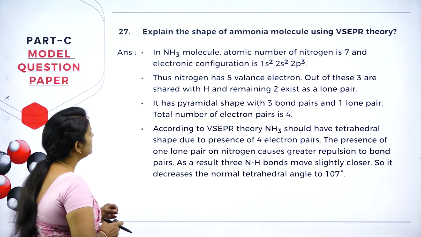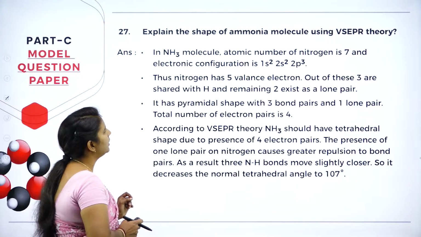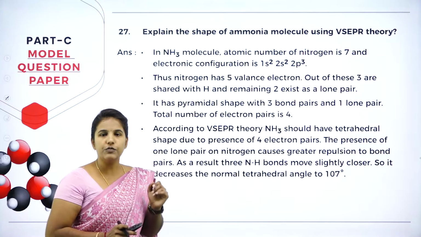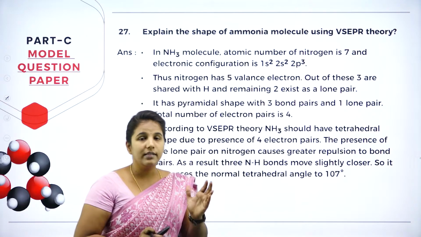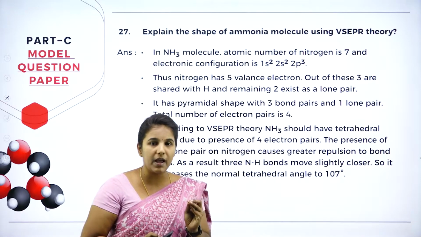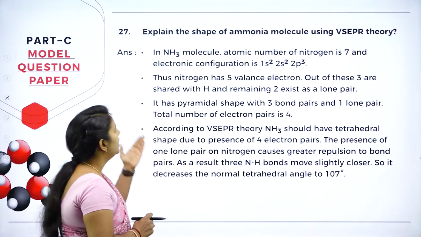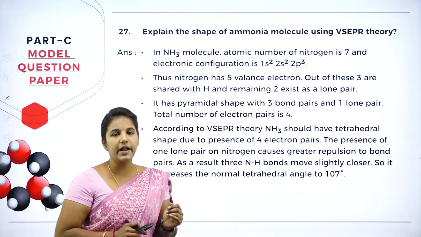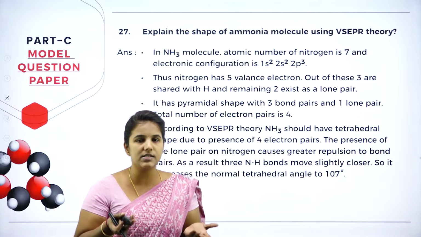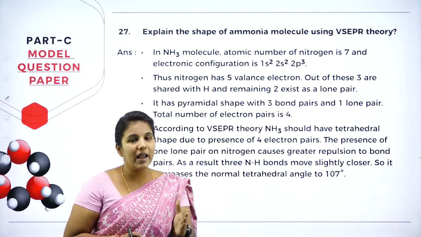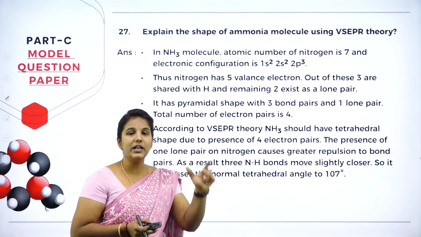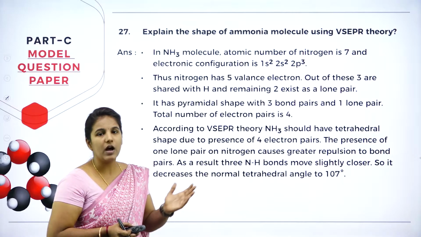Next we have: explain the shape of the ammonia molecule by using VSEPR theory. First of all, we must understand that they have given the molecule ammonia. By using the VSEPR theory, we need to explain the shape of ammonia. So what does VSEPR theory say? VSEPR theory is nothing but the valence shell electron pair repulsion theory. According to this, we need to explain the structure of ammonia.